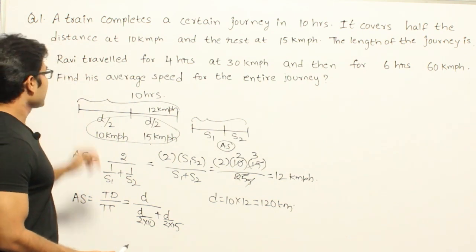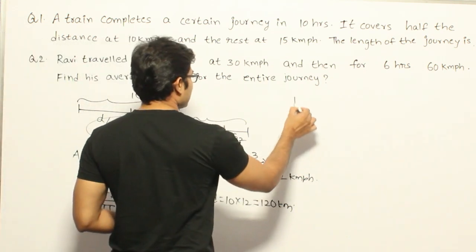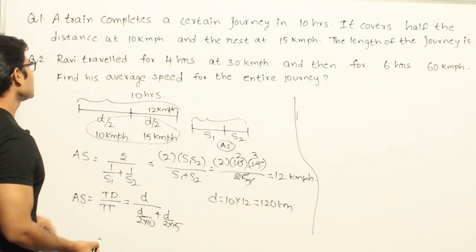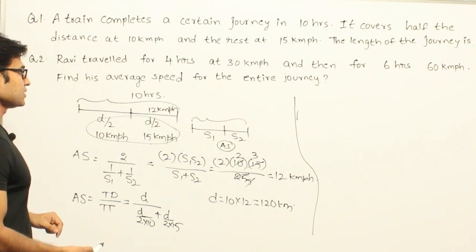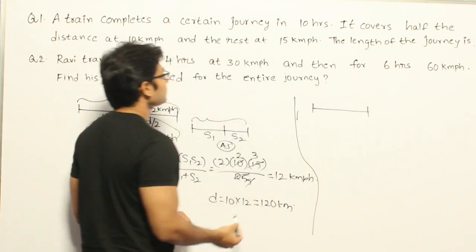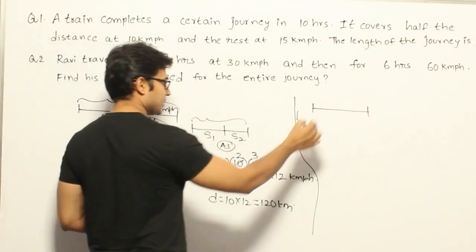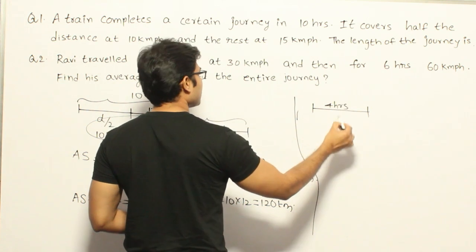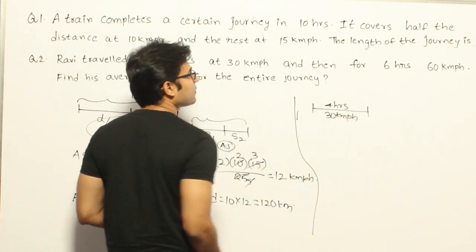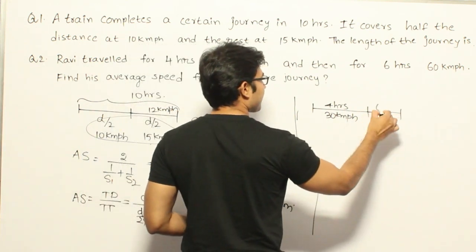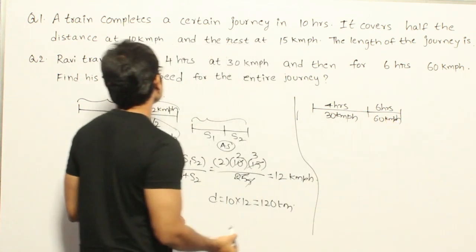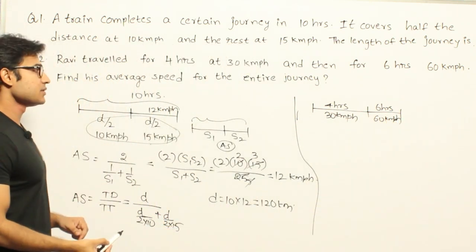Okay, now second question is, Ravi traveled for 4 hours at 30 kilometers per hour and then for 6 hours at 60 kilometers per hour. Find his average speed for the entire journey. So they are saying this: Ravi has traveled for the first 4 hours, right? Assume that it is the first 4 hours, at a speed of 30 kilometers per hour, and the next 6 hours at a speed of 60 kilometers per hour. Now they are asking what is the average speed for the entire journey, right?